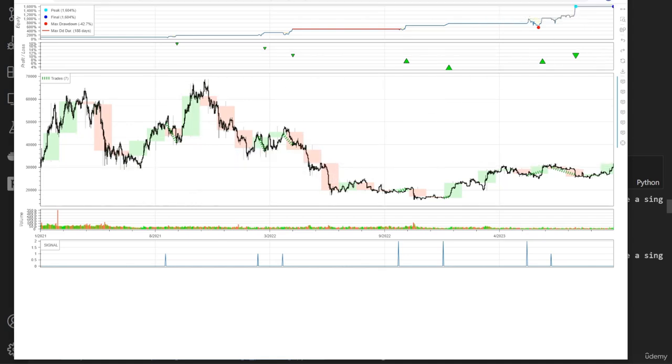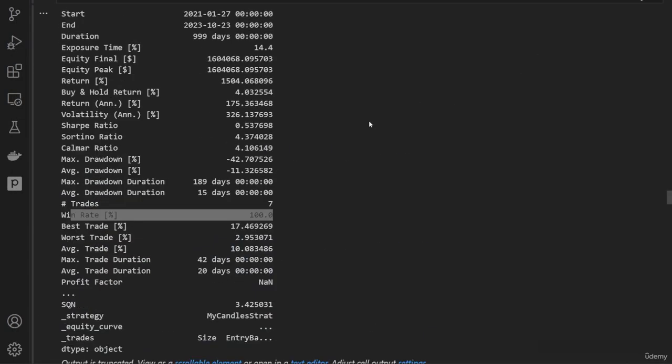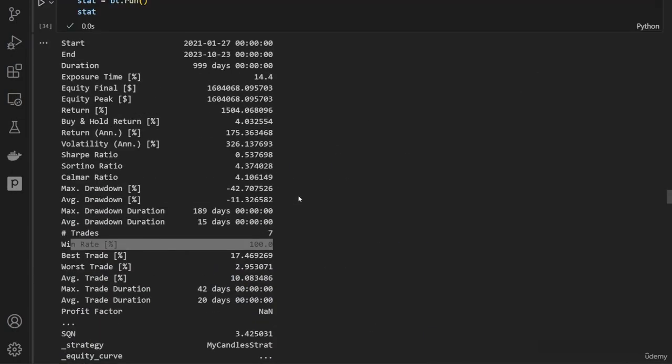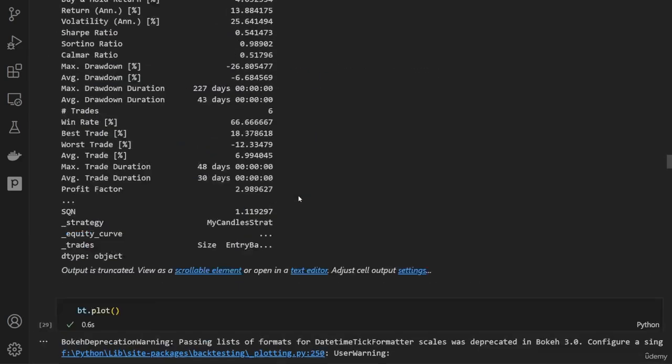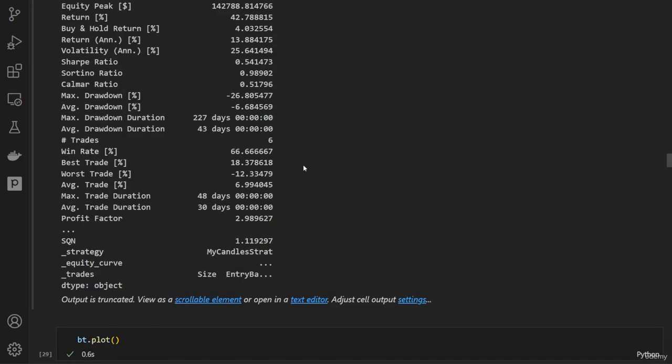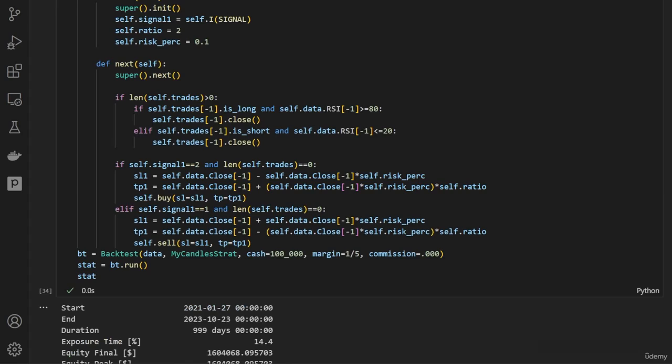And notice how we didn't change anything on the entry signal. We just changed the exit signal. And this is what improved our results to 100% win rate compared to the previous way where we used fixed take profit and stop loss ratios.